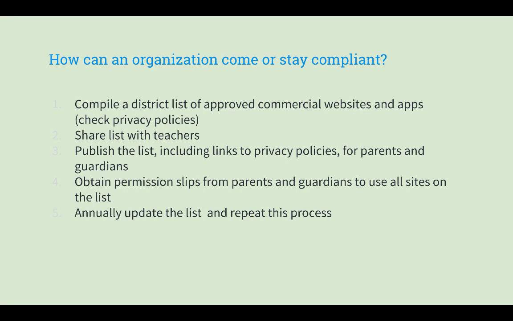In order for an organization, meaning a school district, to become or stay compliant, they can compile a list of approved commercial websites and apps. To make sure that they're approved, just check the privacy policies to make sure that the privacy policy addresses COPPA's requirements. They can share the list with teachers and then publish the list, but they can be sure to include links to the privacy policies for each website and give that list to the parents and guardians. Then they can obtain permission slips from the parents and guardians to use all the sites on the list, and then the district can annually update this list and repeat the process.